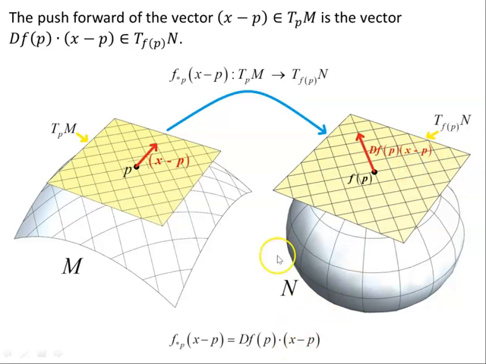All right, and also we can say f star p of x minus p is also df of p times x minus p, so the matrix times the column vector. They're two different ways of saying the same thing. In this notation, f star p or df of p, it's the same thing. And then you put the vector in front of it that you want to push forward. All right, so that's how that's working.